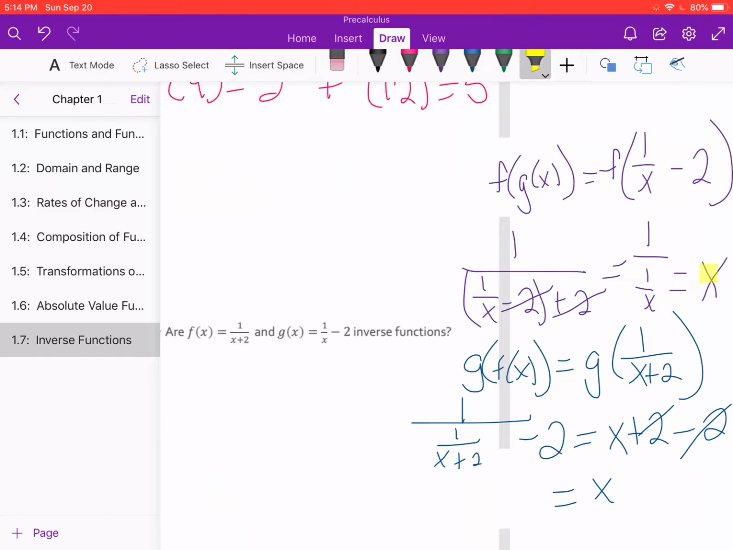So, since we did f of g and got x, and then we did g of f and we still got x, these are indeed inverses. So our answer is yes.